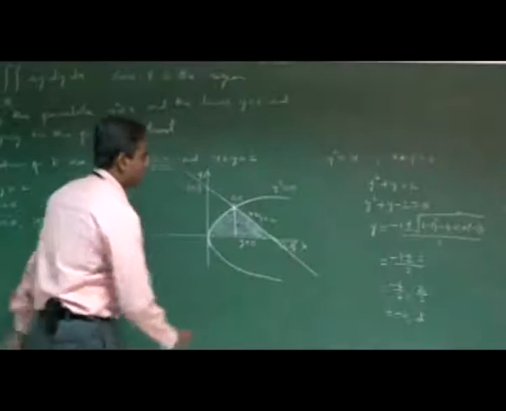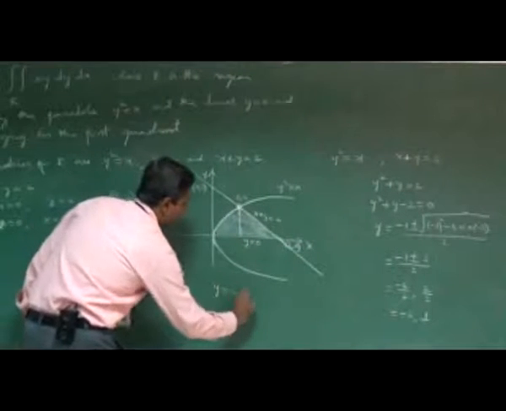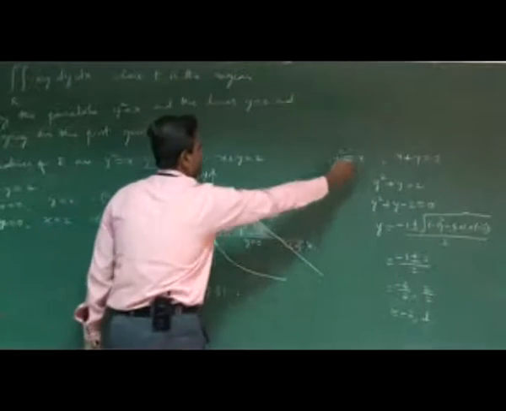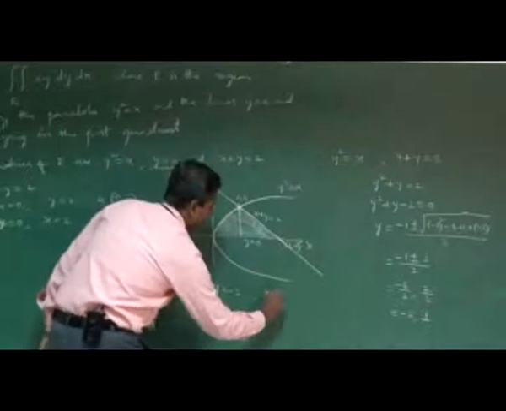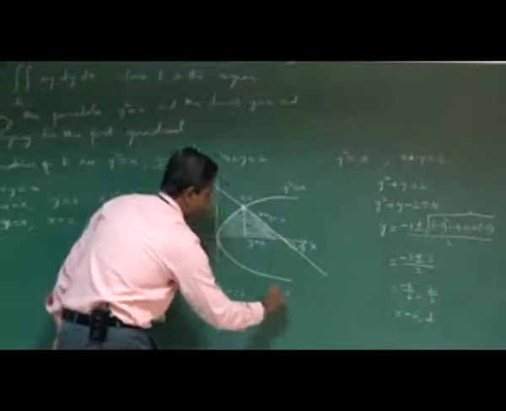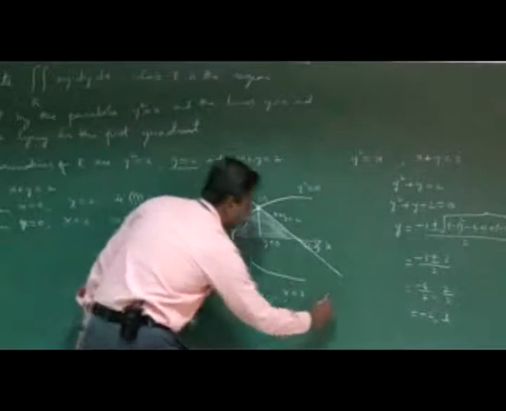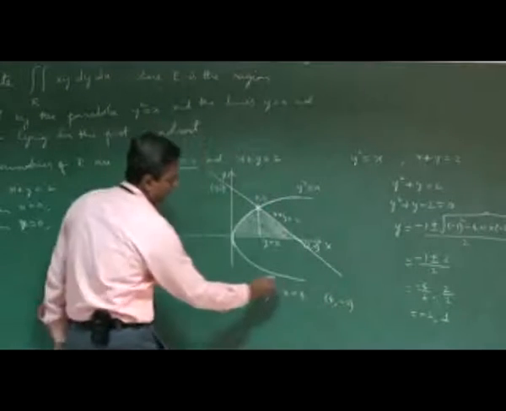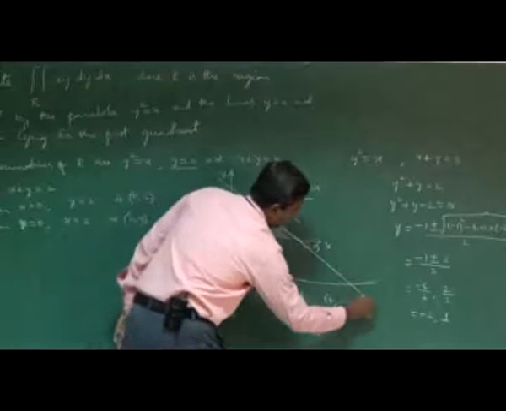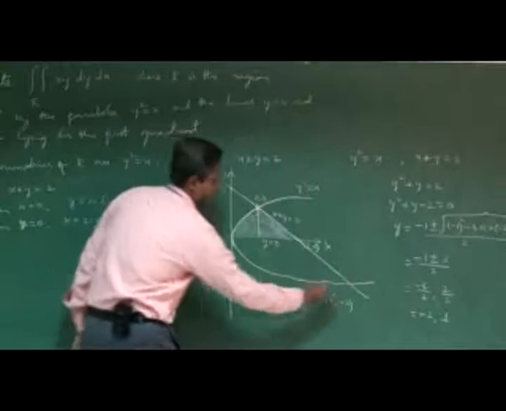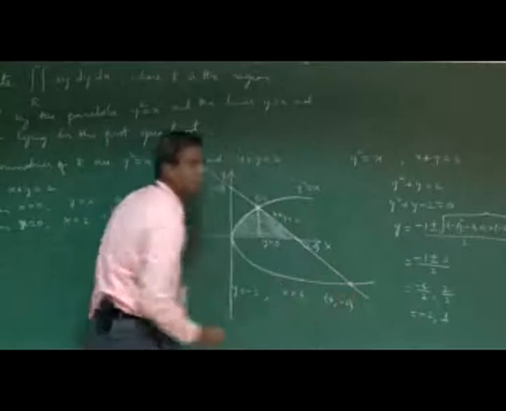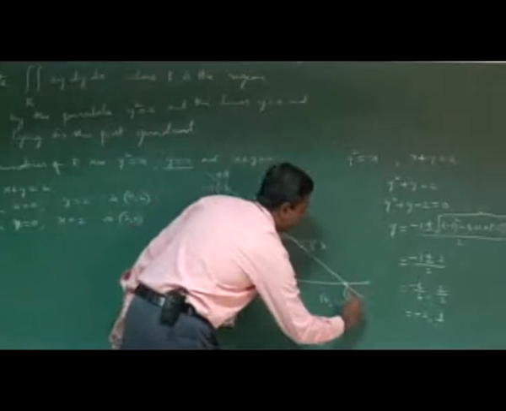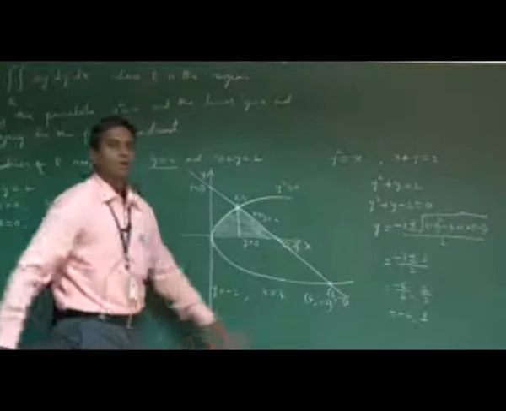For y equal to minus 2, what about our x? y squared equal to x, so x equal to 4. So the point is x equal to 4 and y equal to minus 2. So the line and the parabola meet at a point where y is a negative value, that is, they meet at 4 comma minus 2.